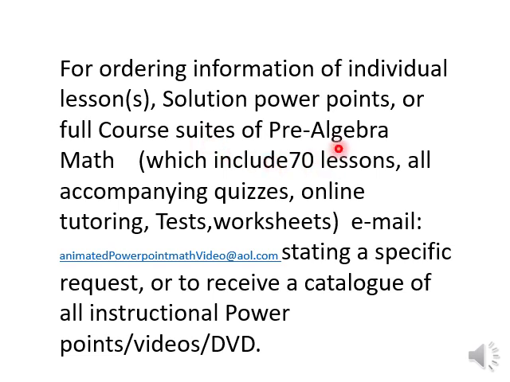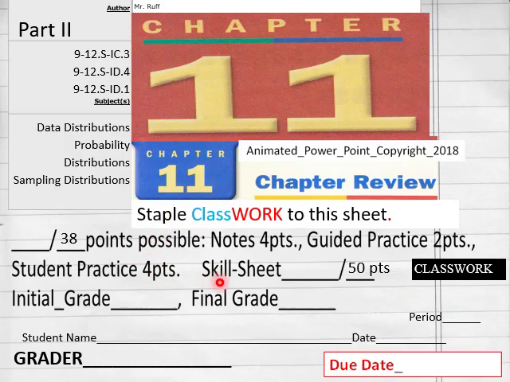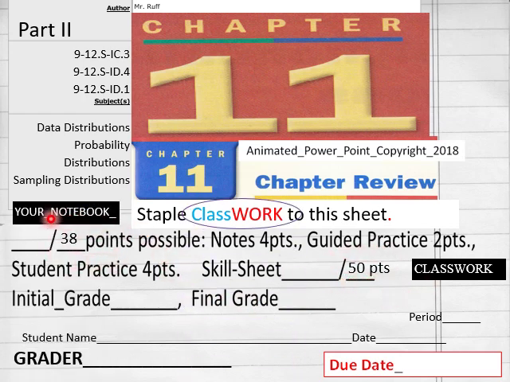Hello, everybody. Getting ready to do lesson 11, chapter 11, review and summary, part 2, pre-algebra math today. On your classwork sheet, it'll be 50 points. And on your notebook sheet, you'll have 38 points worth of taking notes, which is a lot. So get ready for that. Name, date, period, students in my classroom, due date here for onliners, homeschoolers.